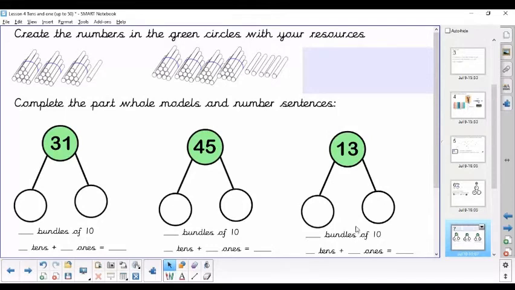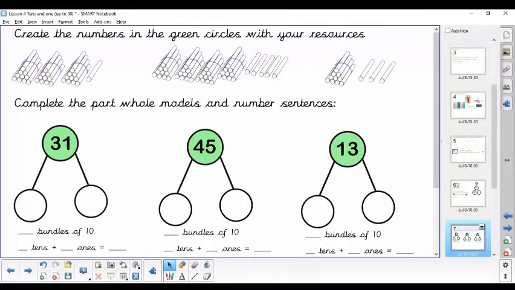Lastly, have a go at this number. Pause the video. Okay, so now you should use your resources to create this number. This is what mine looked like. 1 bundle of 10, because there it is, the 1 10, and 3 1s.